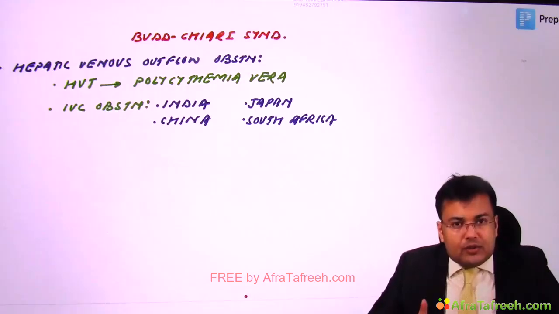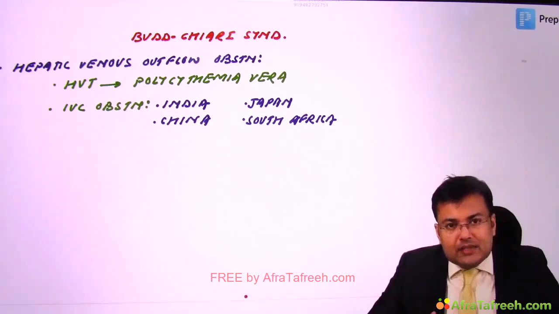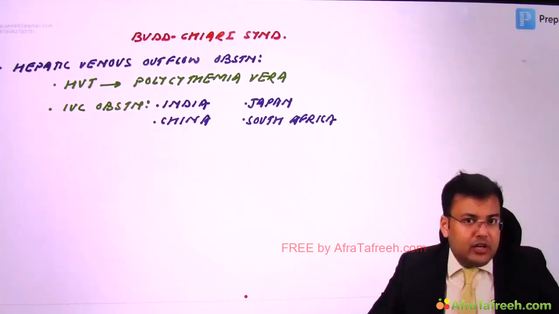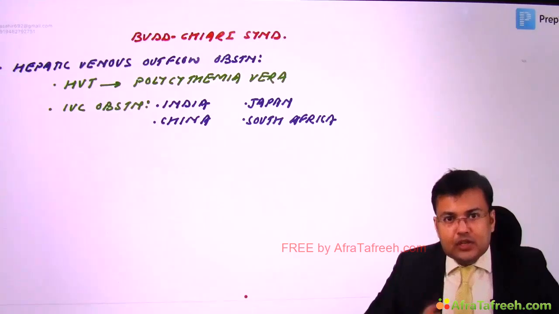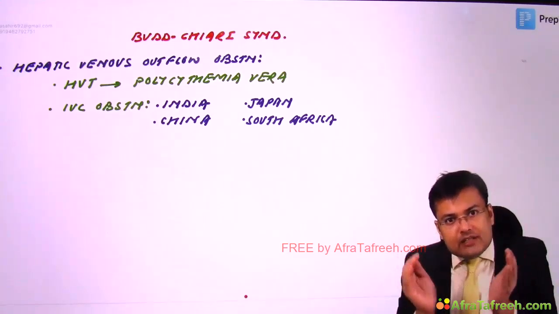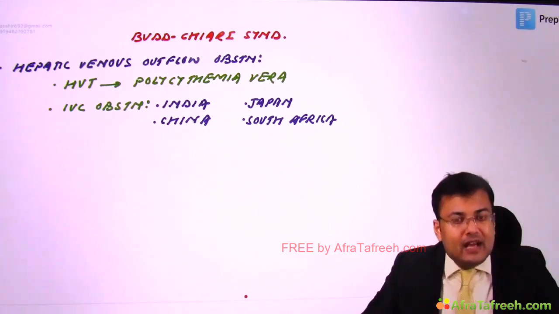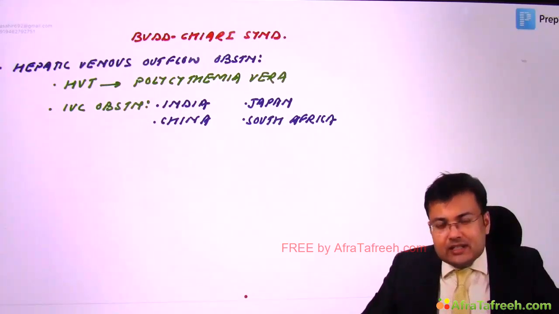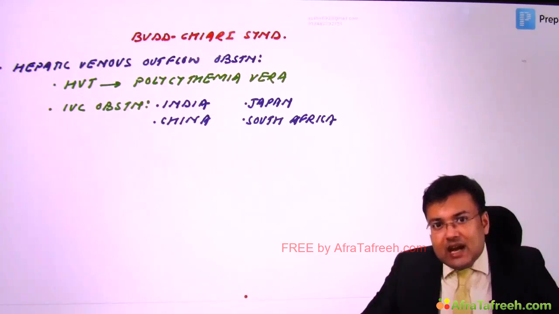Now suppose this Budd-Chiari syndrome is because of hepatic vein thrombosis. What happens? Almost the whole liver is affected, but one lobe is spared. Which one? The caudate lobe. Why? Because the caudate lobe drains directly into the IVC. So over a period of time, the liver is atrophied, but what will happen to the caudate lobe? It is hypertrophied, and this hypertrophied caudate lobe on scintigraphy is known as the central hotspot sign.